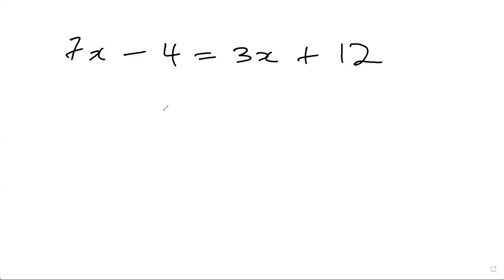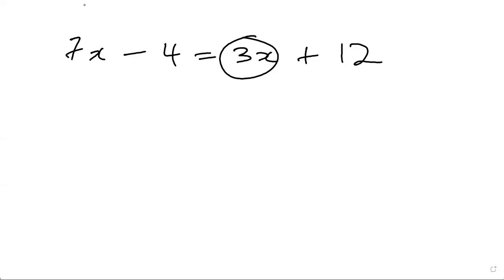So we need to group, right? So we have 7x minus 4 equal 3x plus 12. So group with like terms again. We need to get rid of this 3x from that side. It's on the right. We need it on the left.